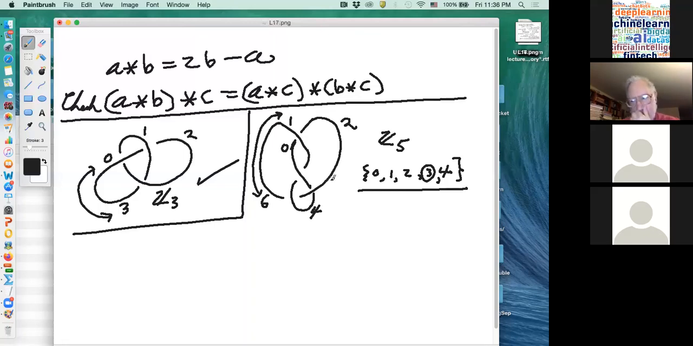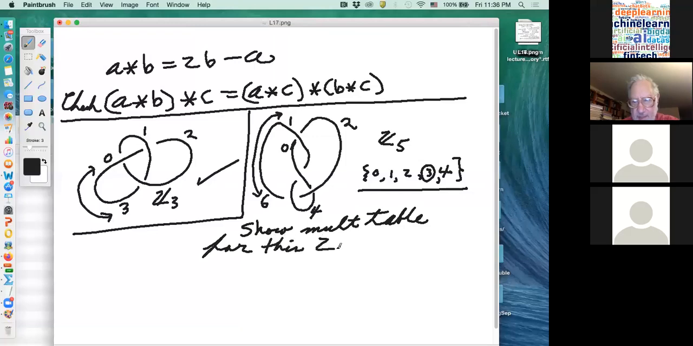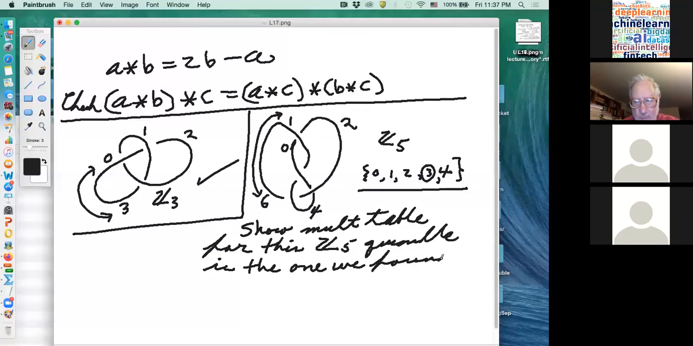In coloring the knot itself. So there's your A, B, C, D, and E. And if you work out the multiplication table, you can show that the multiplication table for this Z5 quandle is the one we found by Sudoku.